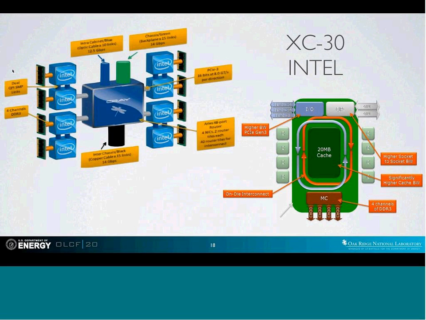So here's XC30, one of the computers that we have here, and it has a giant cache, a 20 megabyte cache. And then the little cores on the side have the smaller levels of cache in them. Again, thinking about cache is important.